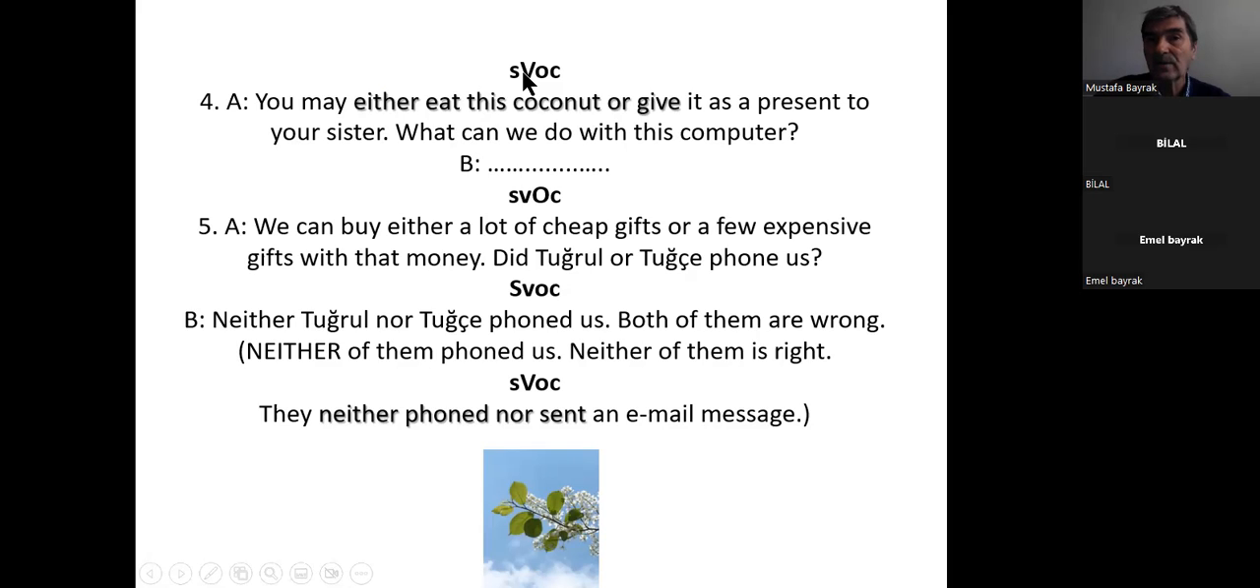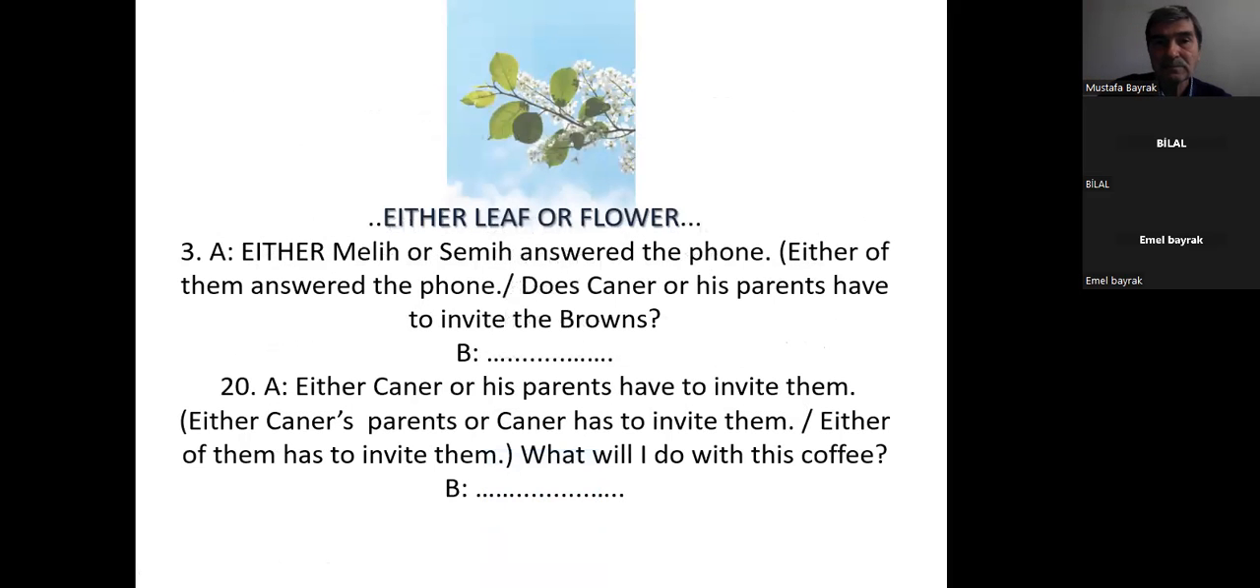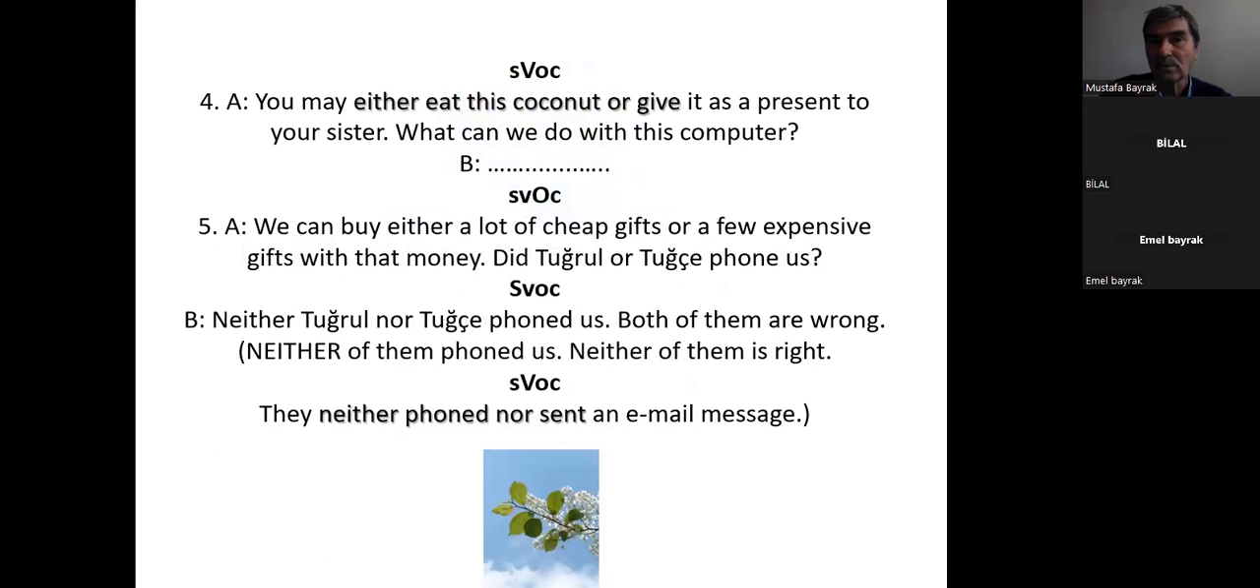Either subject. What have we studied? We have studied either subject or subject, either Melih or Semih, okay? Either subject or subject. Here, either verb or verb. So either object or object, either complement or complement, either sentence or sentence is also possible. We will see them in the following dialogues. Okay, let's concentrate on the verb here. You may either eat this coconut or give it as a present to your sister.